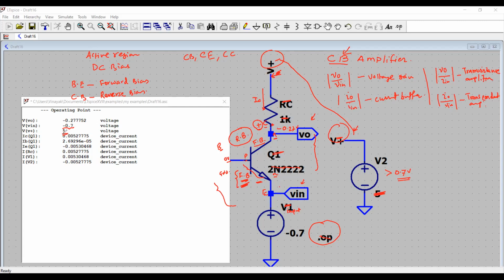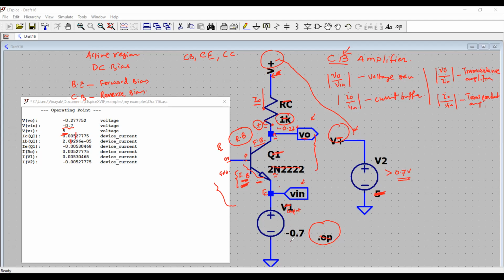Now there is a supply voltage of 5 volt. Collector current is 5 milliampere. Base current is 26 microampere. So let's say my collector current is 5 milliampere that flows through 1K. So 5 milliampere multiplied by 1K is a large drop, approximately 5 volts. So 5 minus 5, essentially output is getting 0, right?